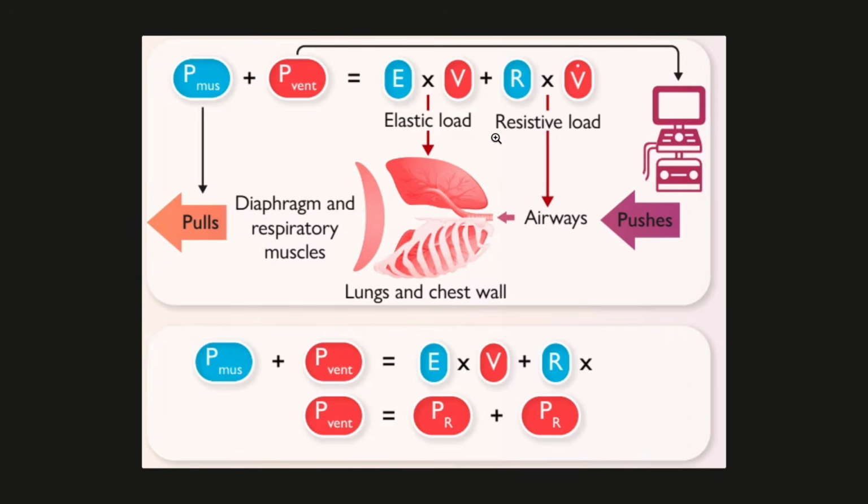So you have two loads. The load that is overcoming the airway resistance, which is based on the flow, and then you have the compliance of the lung, the elastance of the lung, the elastic load to get the lung expanded. That is your volume part. So P mus plus P vent is E times V plus R times flow. P vent is the resistive pressure plus the elastic pressure.